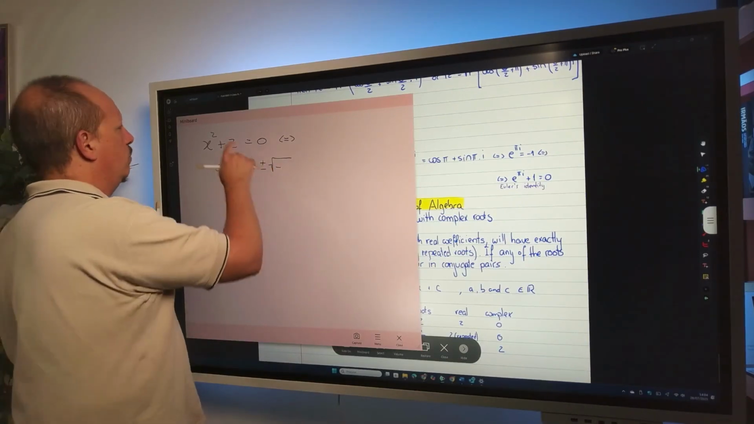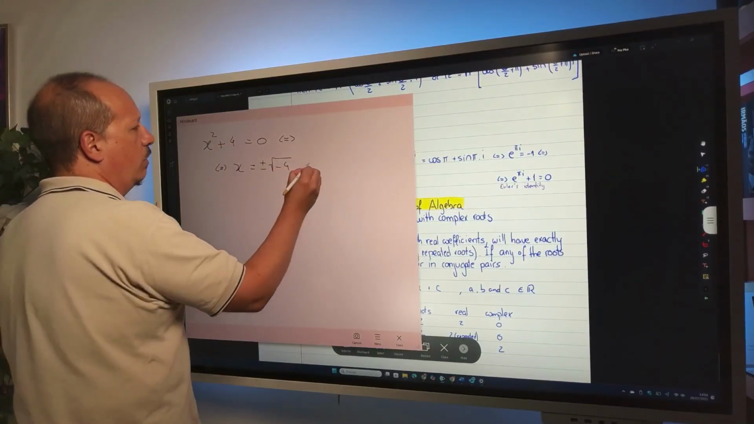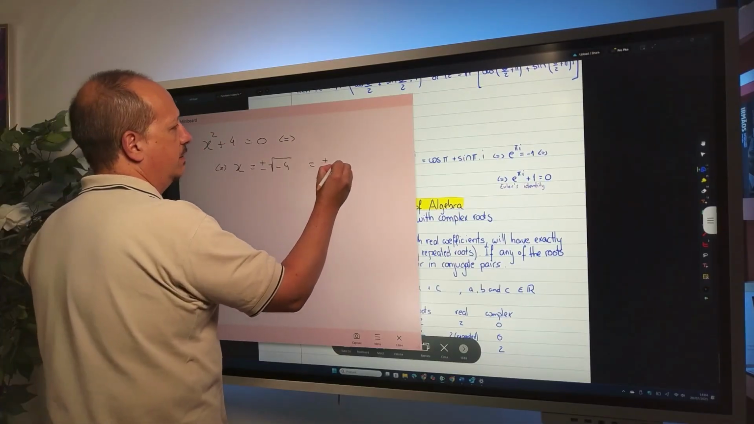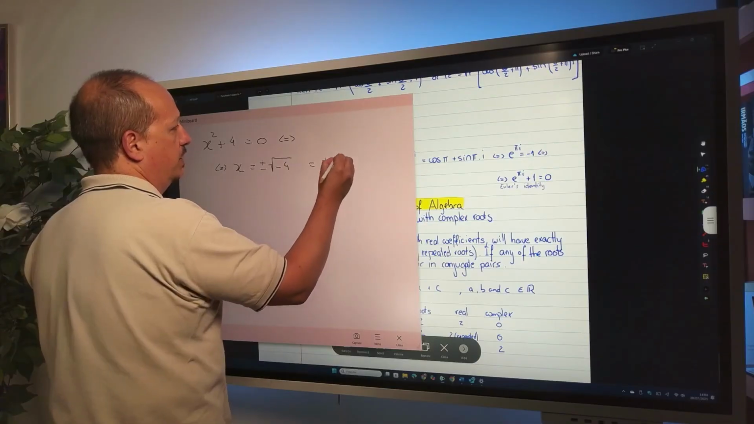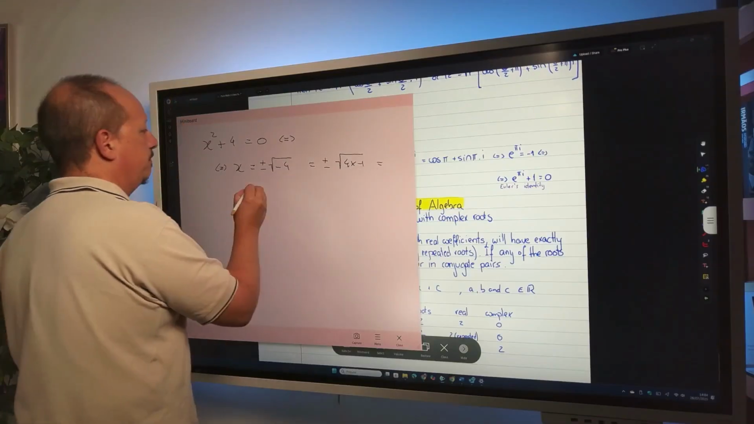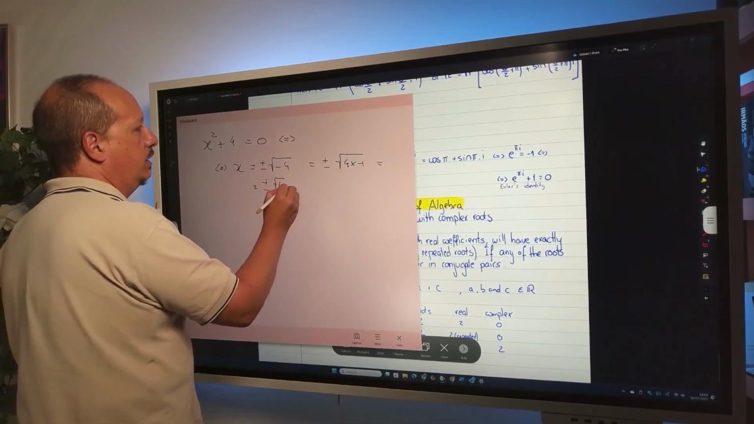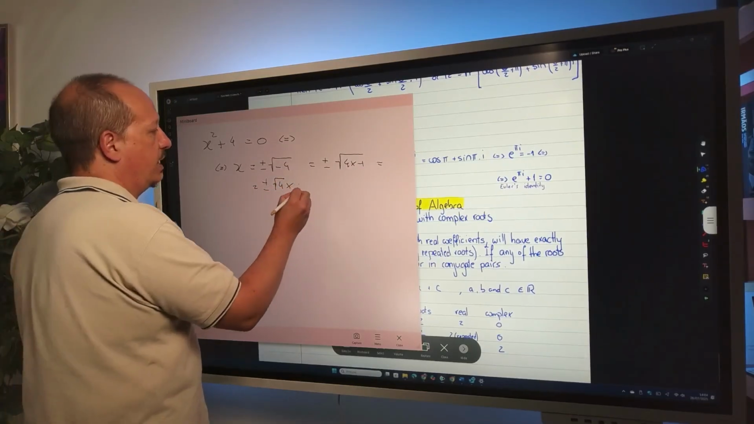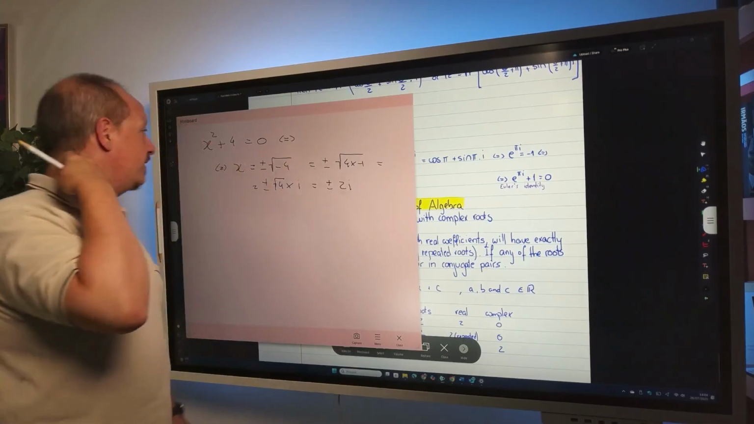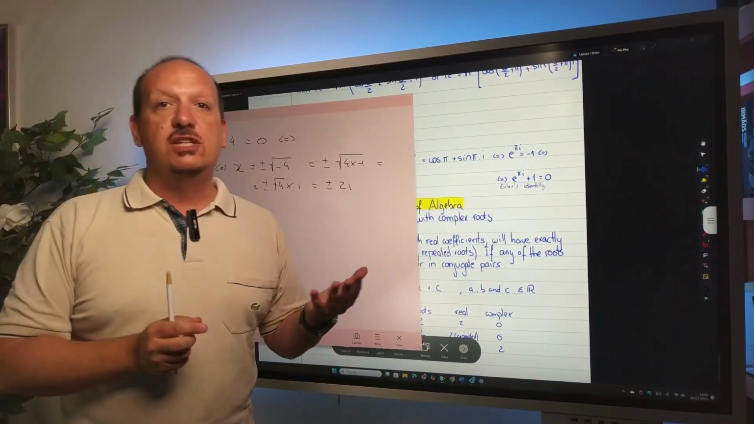Actually, let me take this 2 out of here and put a 4. It's more convenient for the calculations. You already know that this is plus or minus the square root of minus 4. I can turn this into just 4 times minus 1, which is plus or minus square root of 4 times square root of minus 1, which is i, which is plus or minus 2i. So you indeed have a solution to this equation. It is just not real.